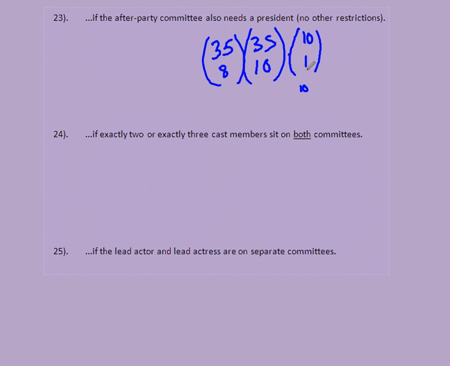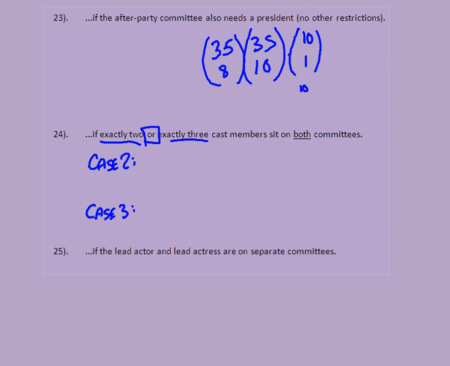Okay, if exactly 2 or exactly 3 cast members sit on both committees, well, this right here should throw up a big red flag. We're going to have 2 different ideas here. So I'm going to have a case with 2 people, and I'm going to have a case with 3 people. Whenever you have something that is given to you like this, the first step, as you're solving it, when you get any of these with exactly 2, exactly 3, any of that, is to place the guys that you know. Take care of the things that you know first.